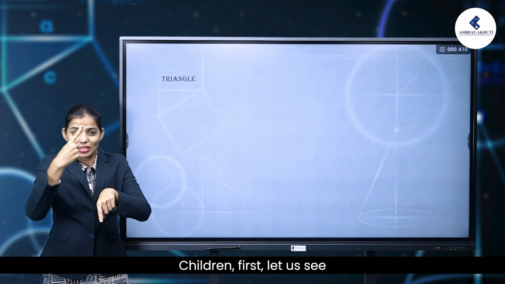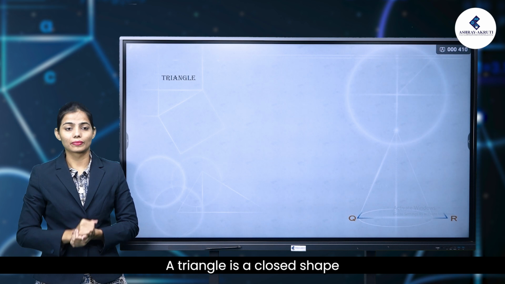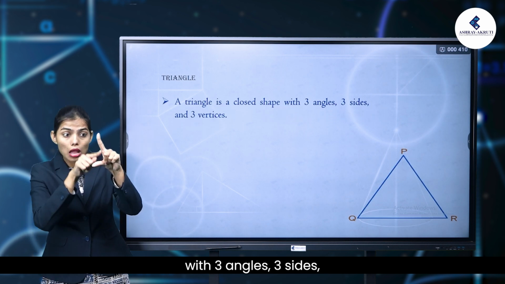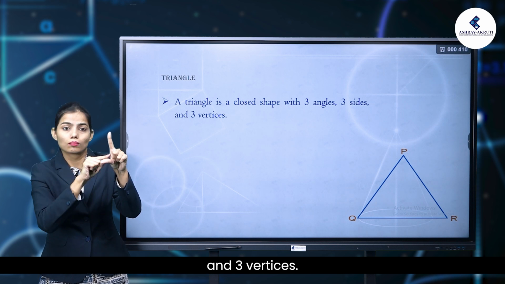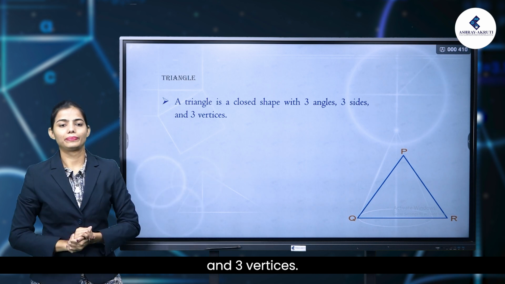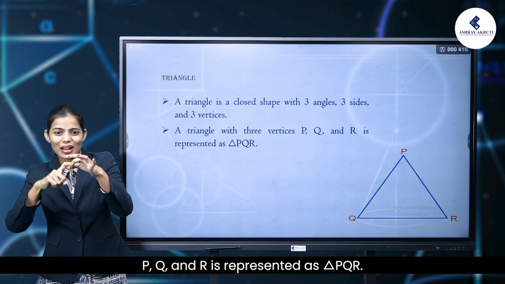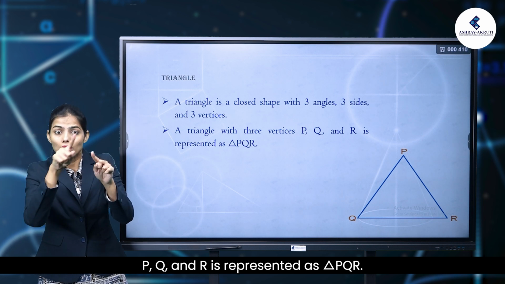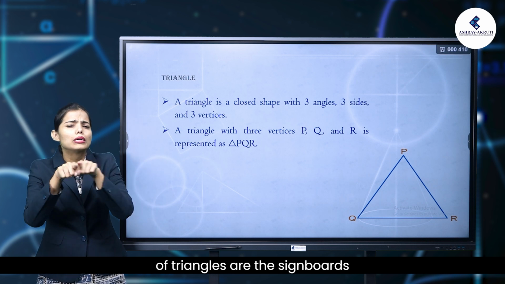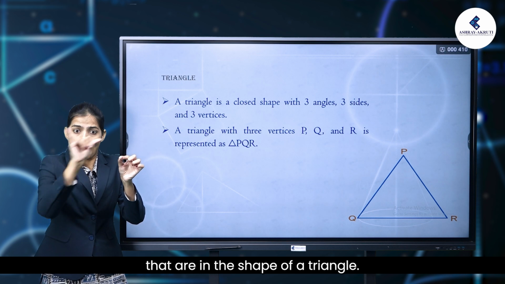Children, first let us see what a triangle is. A triangle is a closed shape with 3 angles, 3 sides, and 3 vertices. A triangle with 3 vertices, P, Q, and R, is represented as triangle PQR. The most commonly seen examples of triangles are the signboards and sandwiches that are in the shape of a triangle.